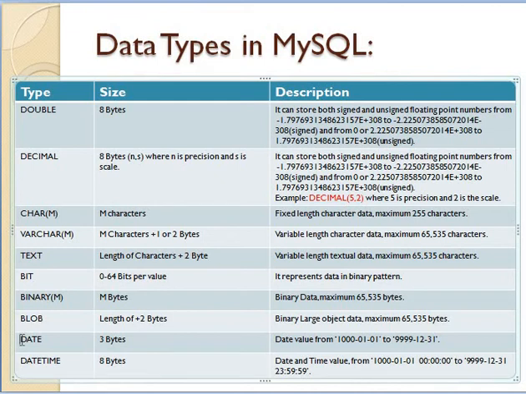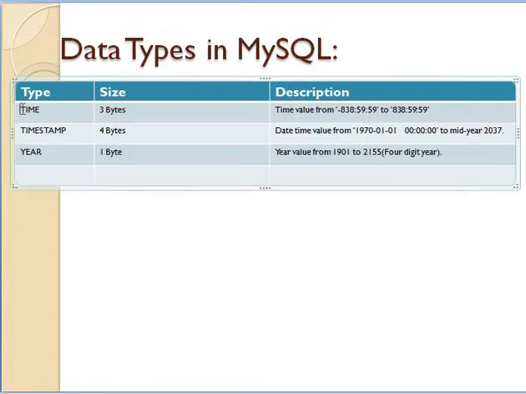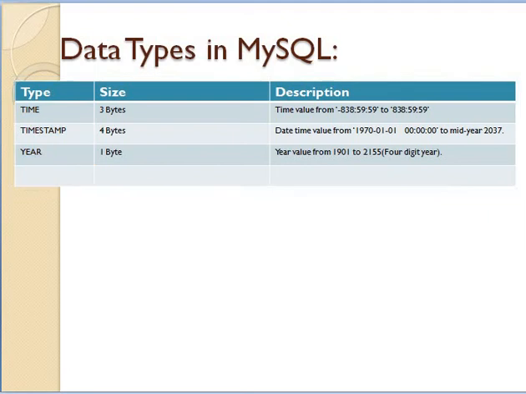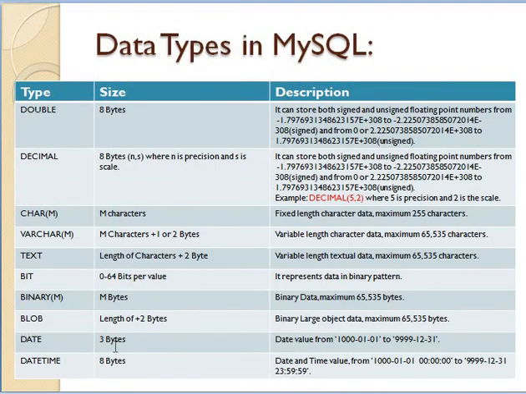Then come below, we have the date, the date time, the time, timestamp and the year data types. These are the data types which are used to represent the date and the time. Let's start with the date data type. Its size is 3 bytes, and it can hold date values from 1000 as the year, 01 as the month and 01 as the day, to 9999 as the end limit for the year, 12 as the end limit for the month, and 31 as the end limit for the day.